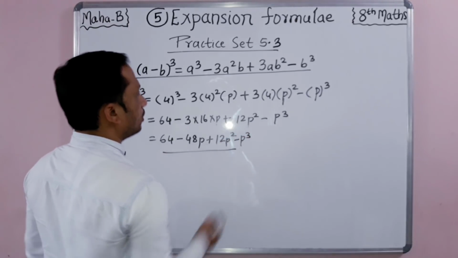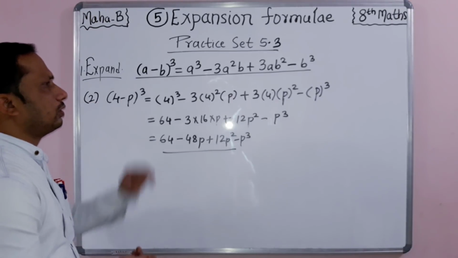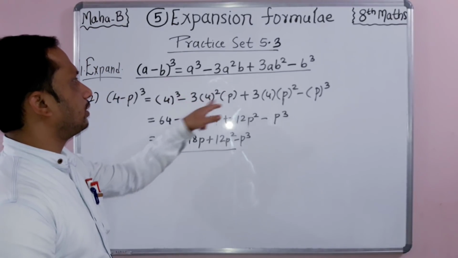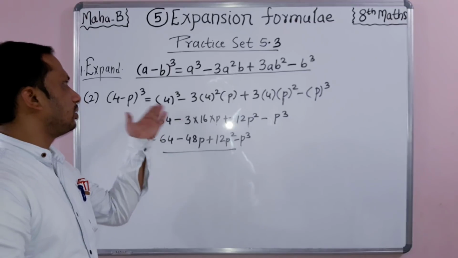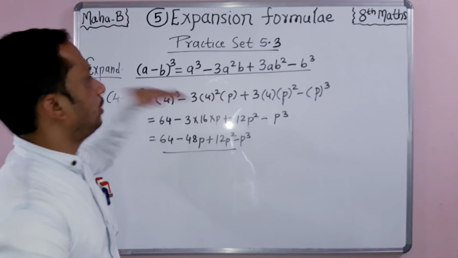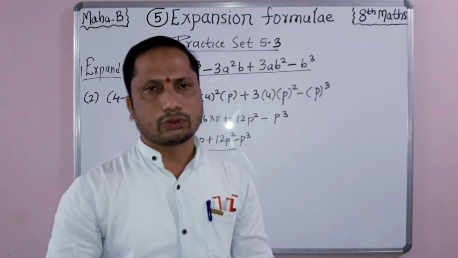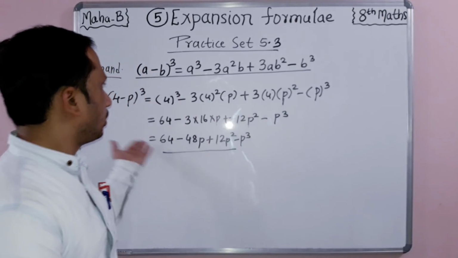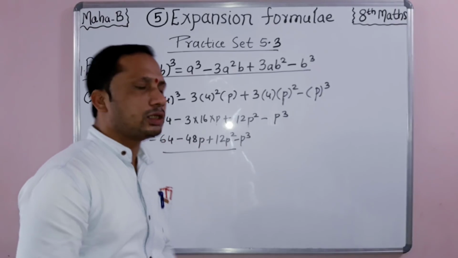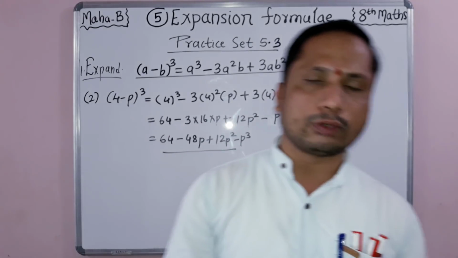Okay students, this is very easy. If the problem is small and the values are small, then it is very easy to calculate the particular values and do the multiplication. So in this way, first of all expand the problem according to the formula, then find out the squares and then do the multiplication, and you will get your final solution. 64 − 48p + 12p² − p³ is the final solution or expansion of the given problem (4 − p)³.